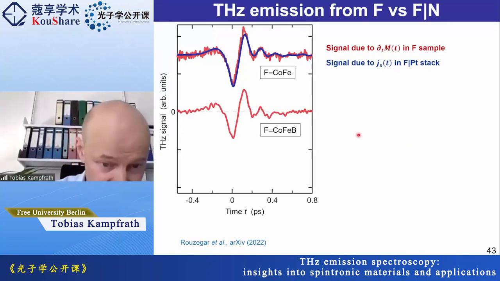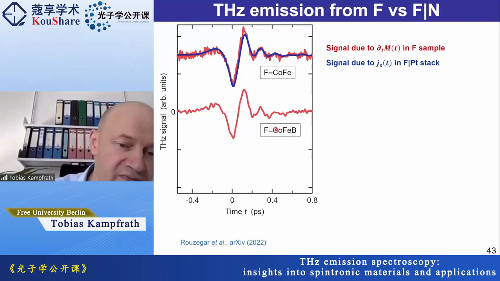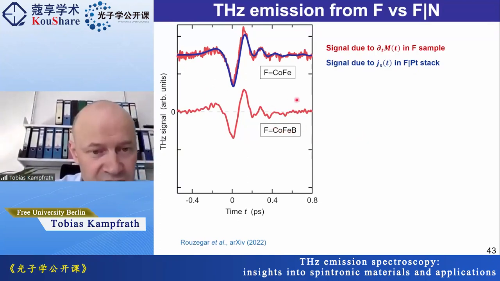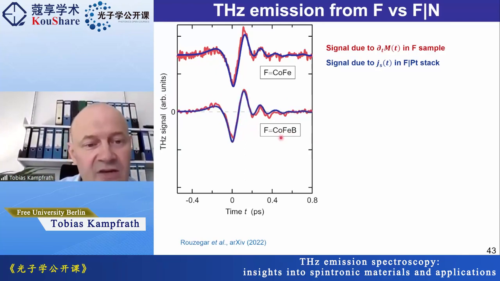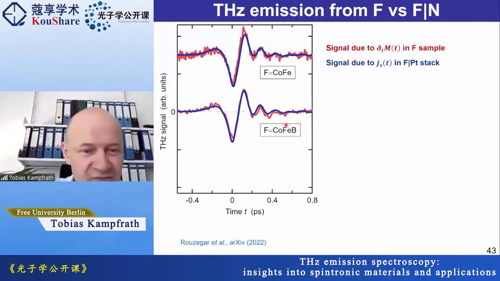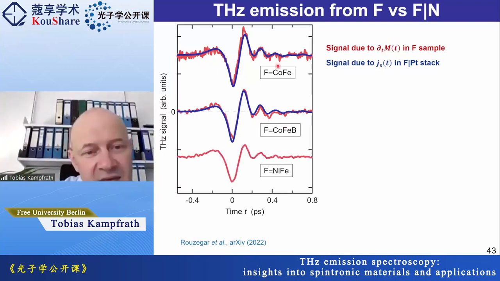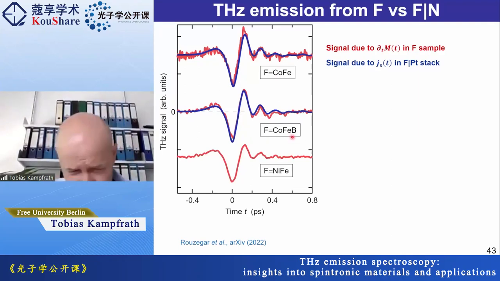So let's go for a different material. Let's go now for a ferromagnet called cobalt iron boron. So we obtain this waveform here for just the single layer of this material. And if we add platinum to it and measure the transport, you see we obtain this blue waveform. And again, the two waveforms, the red and the blue one, have very similar dynamics.